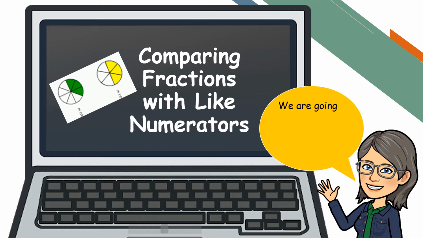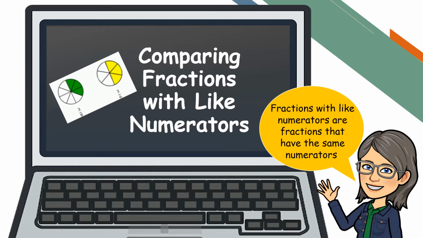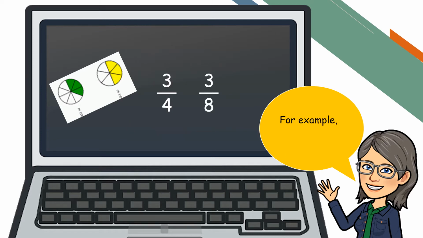We are going to talk about comparing fractions with like numerators. Fractions with like numerators are fractions that have the same numerators. For example, 3/4 and 3/8 both have like numerators. They both have a numerator of 3.